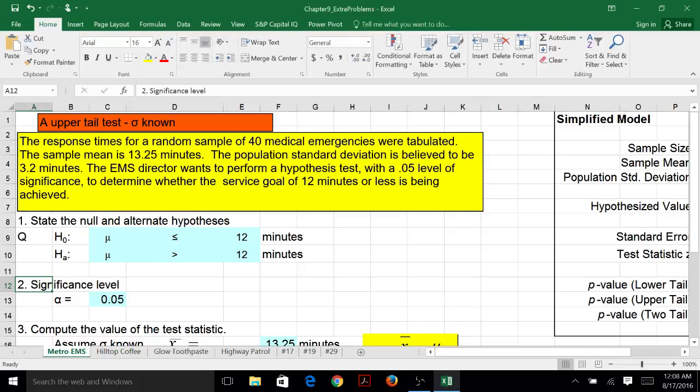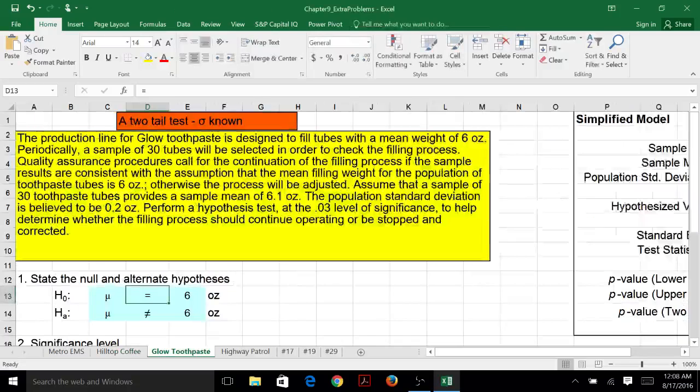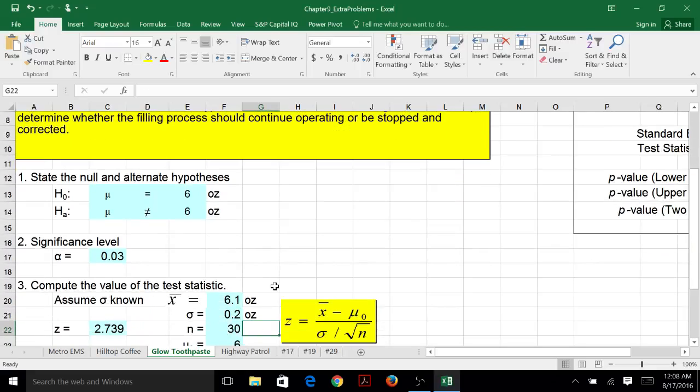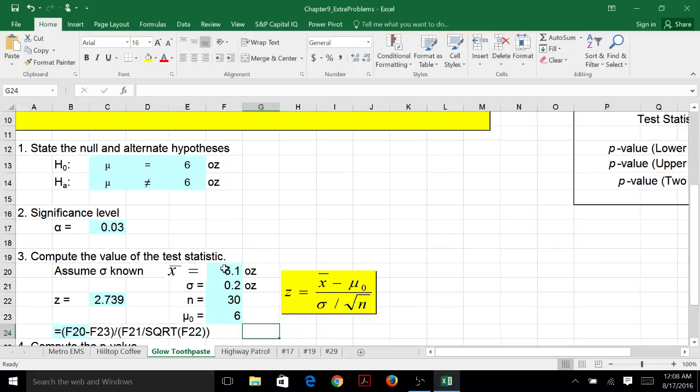The first one we just talked about was a service time of 12 minutes or less. In this case, it is 6 ounces. And in this case, you drew a sample of 30 of them. Sample mean is 6.1. The sigma was 0.2, so this is still a sigma-known case. Alpha is 3%. You want to know if at the 3% level of significance, it is filling at exactly 6 ounces. Well, 6.1 is greater than 6, so it's looking into the upper tail.